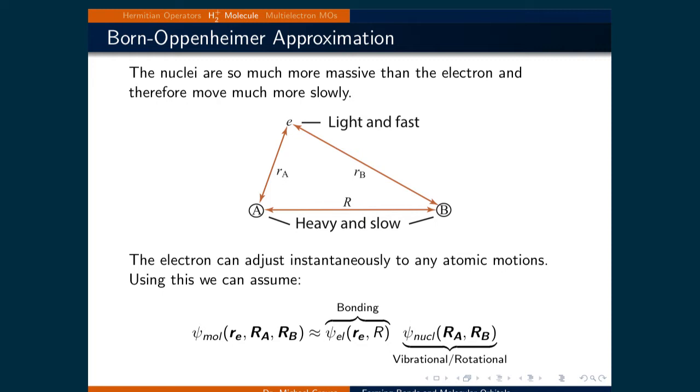As a result of these two rates of motion, we can separate the wave function that represents the molecule into two parts, those that describe electronic motion and those that describe nuclear motion. The electronic wave function will tell us about bonding, and we have already solved problems focusing on the nuclear motion as it relates to vibrational and rotational spectroscopy.